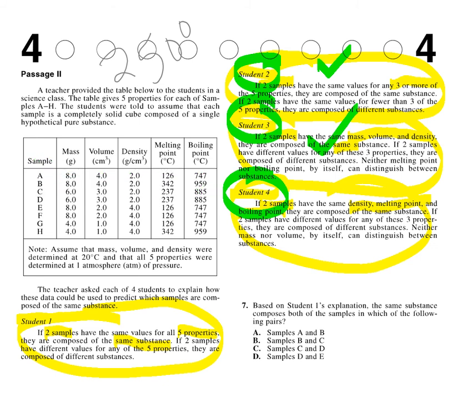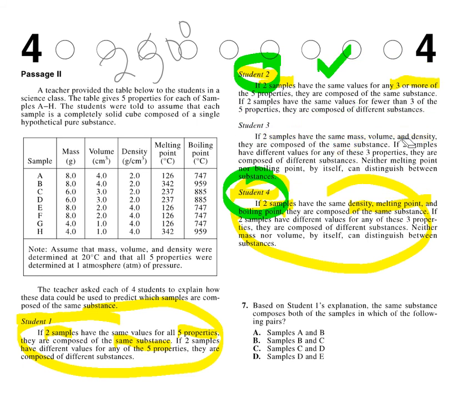So we're looking at student 2 and 4. So we're going to clean all of this up here. So we're just going to look at student 2 and 4. So 2 and 4, they say they have to have mass, volume. I'm going to highlight mass, volume, density, and boiling point. So then they're saying, consider the statement, 2 samples that have the same mass, volume, density, and boiling point are composed of the same substance. Would student 2 or student 4 agree with that?